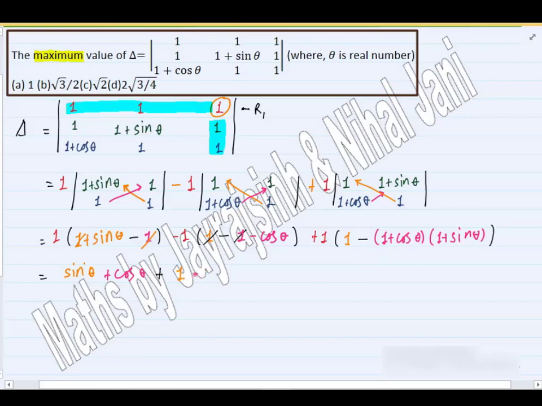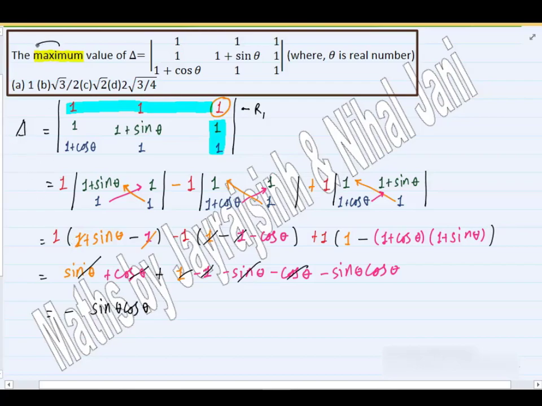So here we'll get 1 times 1 is 1, then 1 times sine theta is minus sine theta, cos theta times 1 is cos theta, and finally minus sine theta cos theta. Okay, so you can see sine theta and cos theta will cancel out, and finally we will get minus sine theta cos theta is your delta.